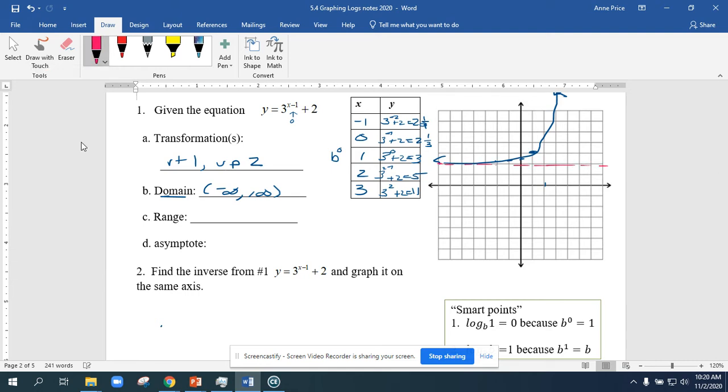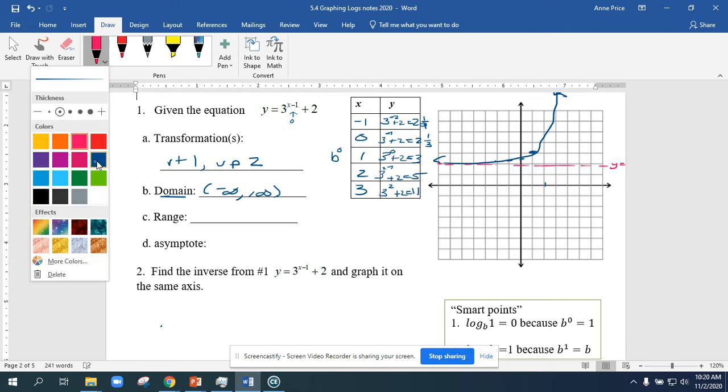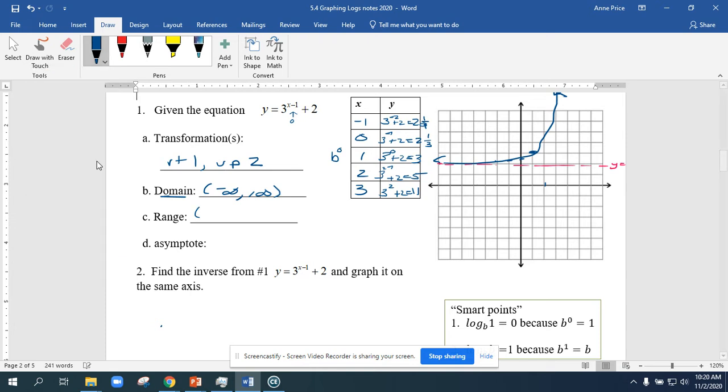We shifted up 2, so y equals 2 is a horizontal asymptote. Okay, glad I caught that. And then our range is going to be 2 to infinity. So if we're shifting up 2 and we have horizontal asymptotes, then the horizontal asymptote will also shift up 2. So again, y equals 2 is going to be our shift up, right?